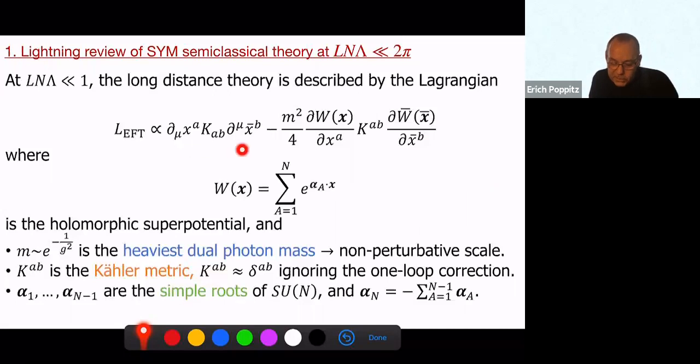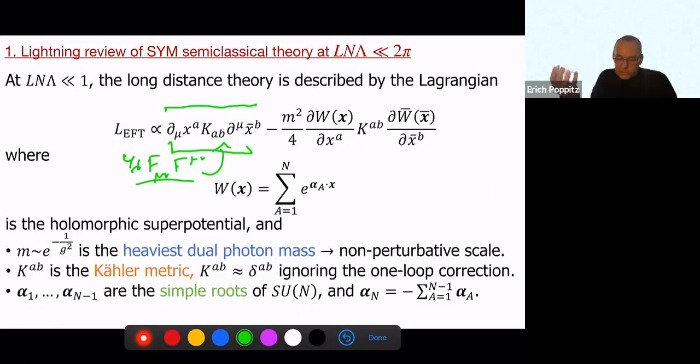Okay, so this is the Lagrangian. Let me just say this: this is simply the dimensional reduction of F mu nu in 4D, just written in this complex field. And so this is just free electromagnetism written using these dual variables. And this is, of course, U1 to the n-1. This is all it describes.